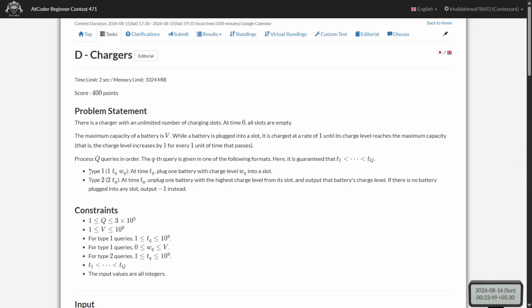So there are two queries we need to perform. Query type 1 is of the form 1 tq wq, which means at time tq we need to plug one battery with charge level wq into a slot. When the query type is 2, it is of the form 2 tq. At time tq, unplug the battery with the highest charge level from its slot and output that battery's charge level. If there is no battery plugged into any slot, we need to display -1.